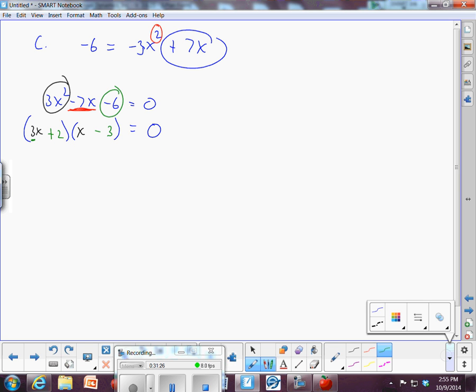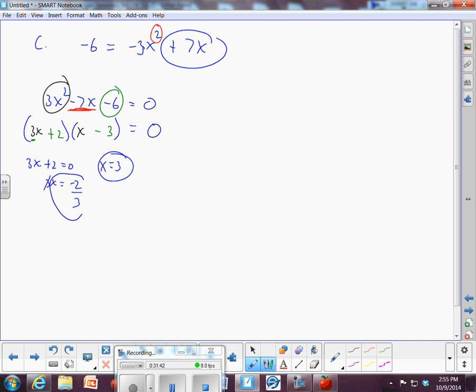How do you finish? Set each one equal to 0. Move the 2. Becomes a negative 2 on the other side. Divide by the 3. X equals negative 2/3. That's one solution. This one you can do in your head, right? X equals 3, and there's the second solution. All right, did you get it right? X equals negative 2/3, x equals 3. All right, I hope so.